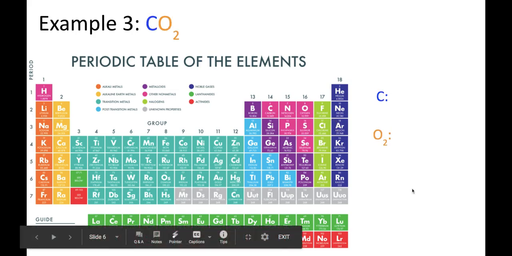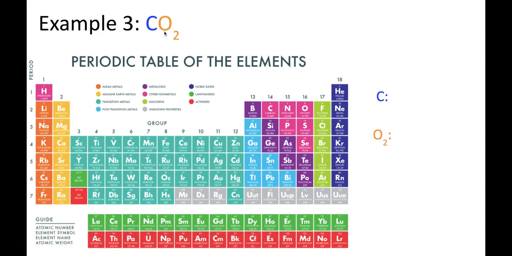In our final example, we're going to look at the chemical formula for CO2, or carbon dioxide. Now, a common mistake people might make is finding CO on the periodic table and saying, oh, this is cobalt. That's not correct in this case because we have 2 capital letters, meaning there's 2 different elements here: C for carbon and O for oxygen.